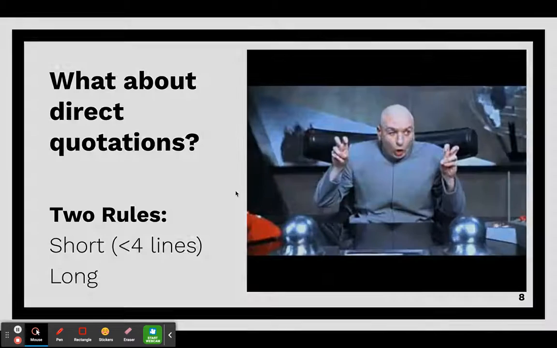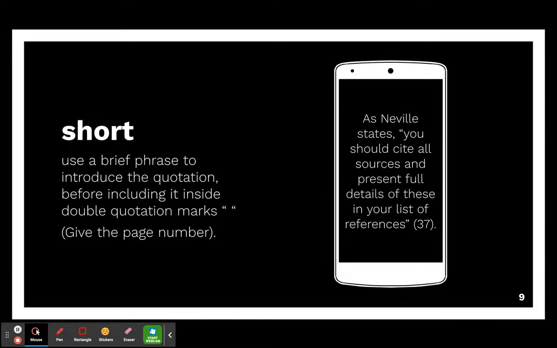If this was a quote, you actually have two different ways to put it in. There's a short quote, as I'm illustrating right here. It's the brief phrase that comes inside of quotation marks. But you'll notice right here, as Neville states, quote, you should cite all sources and present full details of these in your list of references, end quote. You'll notice we use the same punctuation at the end. The page number comes inside the parentheses, followed by a period.